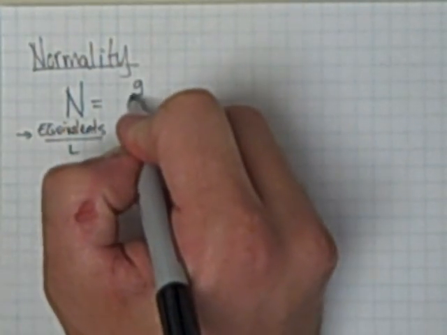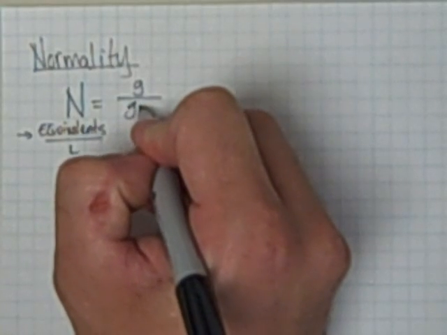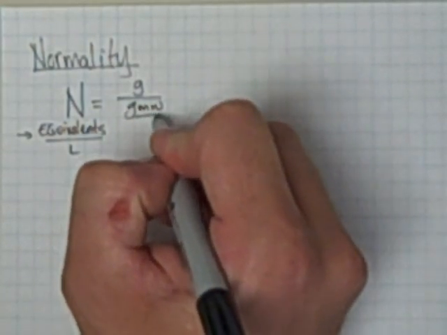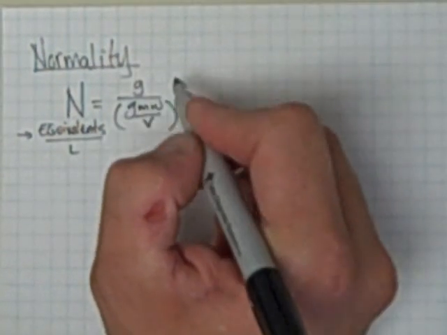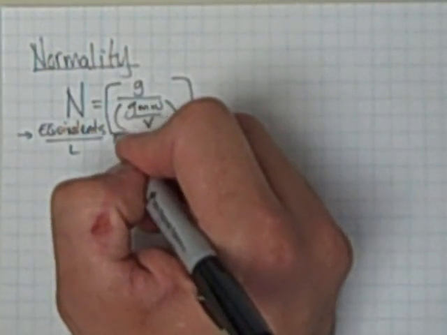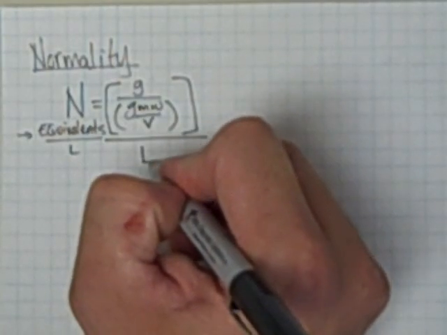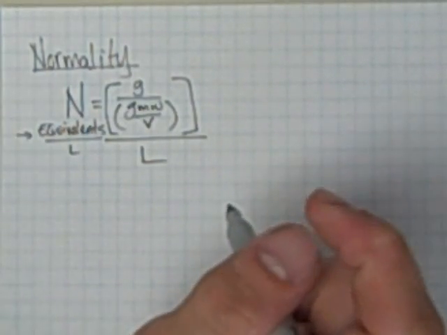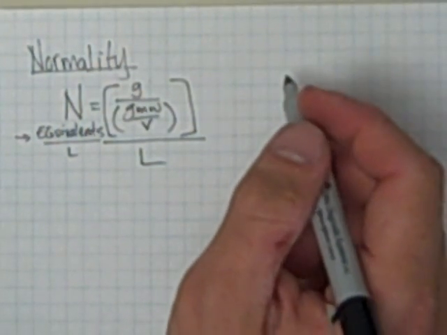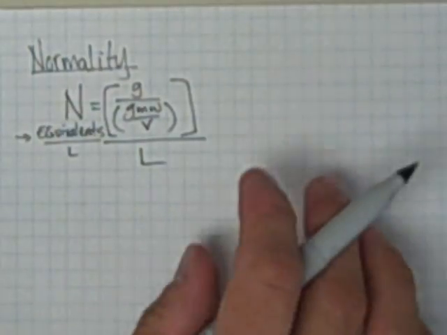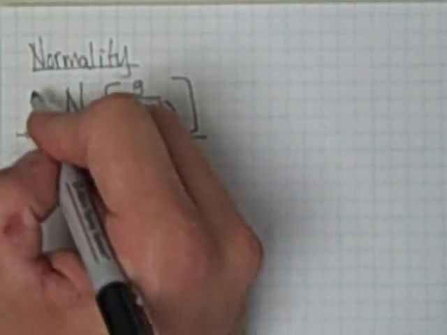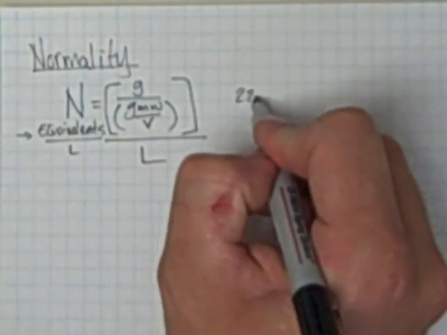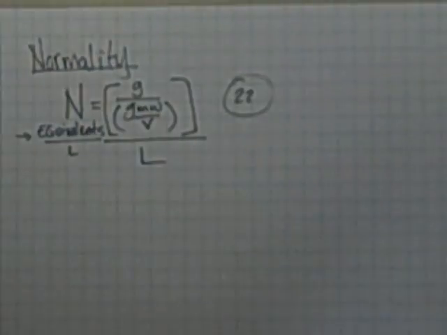Normality equals grams of my compound over the gram molecular weight, only now I need to divide the gram molecular weight by the valence. And then I take all of that and I divide it by the liters of whatever it is that I'm dealing with, the quantity of solution I want to make. So for this problem, let's look at number 22 on the practice test.